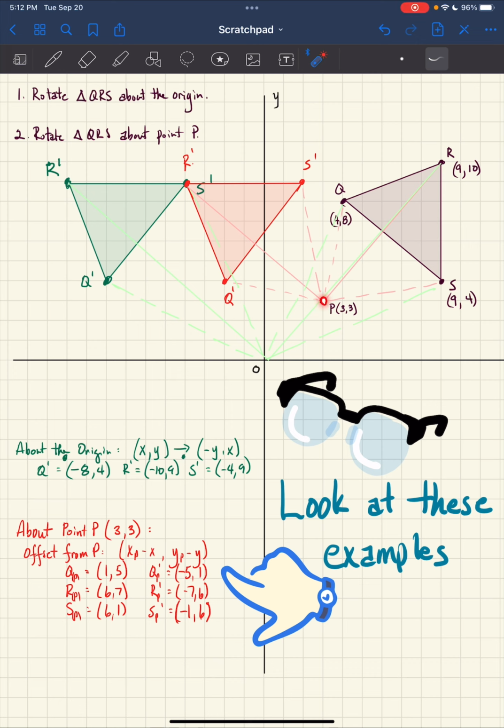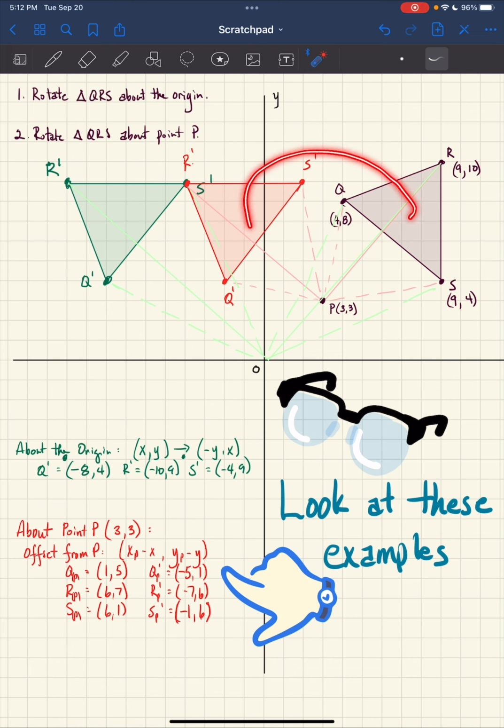So that means I would draw over 5, 1, 2, 3, 4, 5, and up 1. And that would be my actual Q prime. And then I would do the same for S and R, and end up drawing them here and here. And so this red triangle is the rotated version 90 degrees counterclockwise around point P.